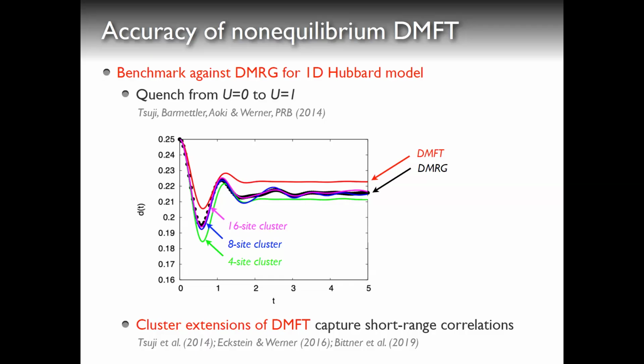So by going to these clusters, we can capture more and more of the non-local correlations and then get a more accurate time evolution, at least up to a certain time. So that in principle provides a way to approach the exact solution, although in practice it's of course numerically heavy to do these cluster simulations.